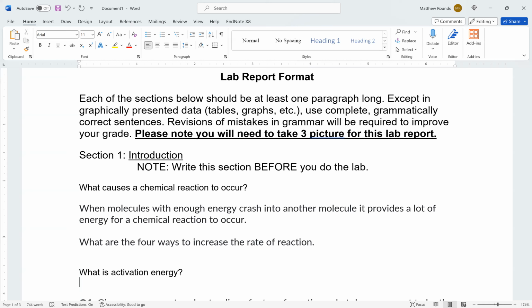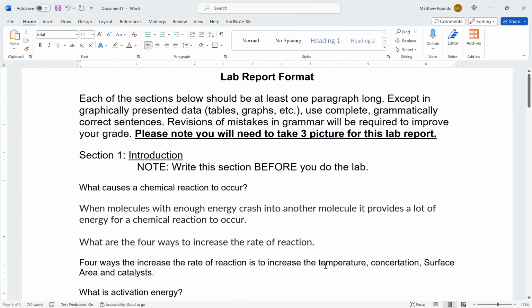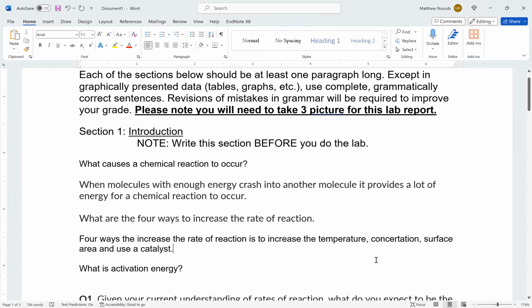Okay, I made a whole list. All right. So the answer is increase the temperature, concentration, surface area, and the last one is use a catalyst. All right, so that's fine.